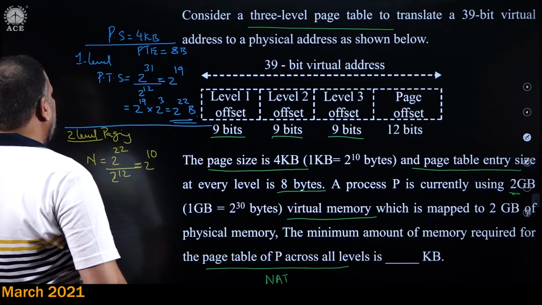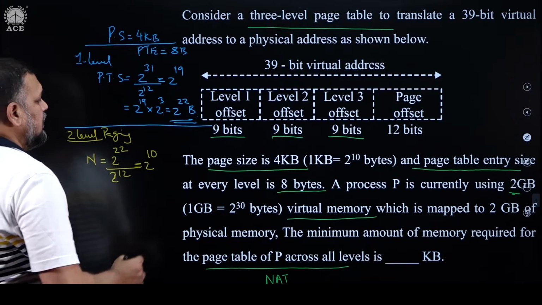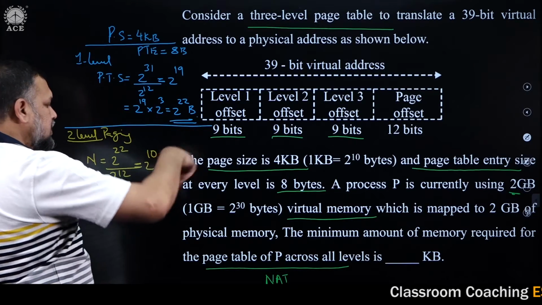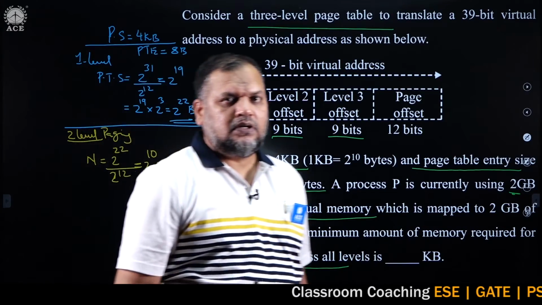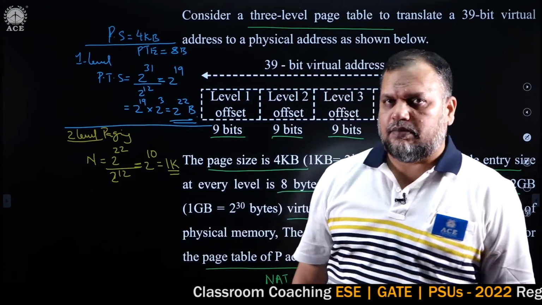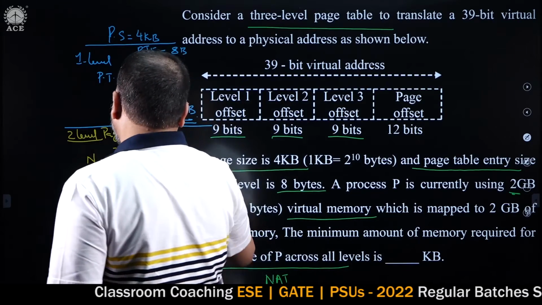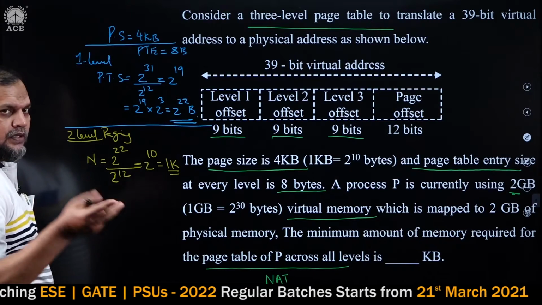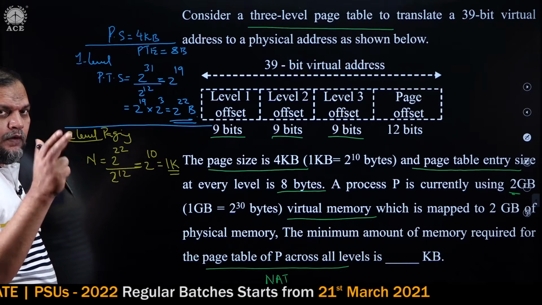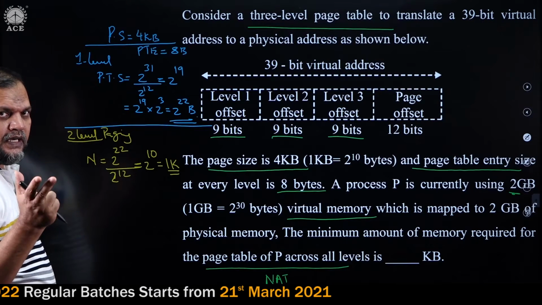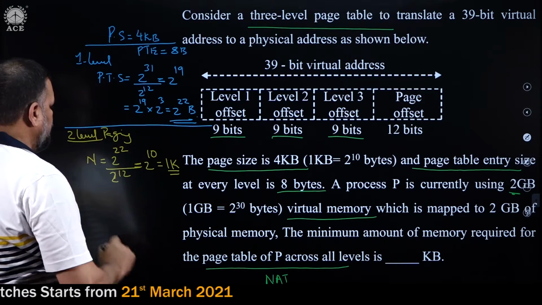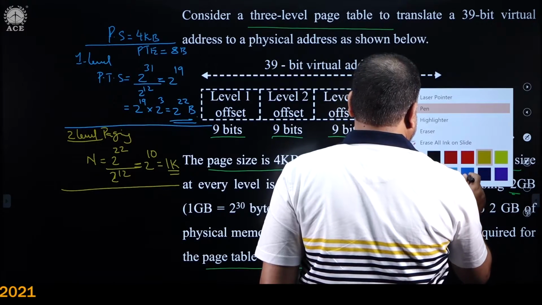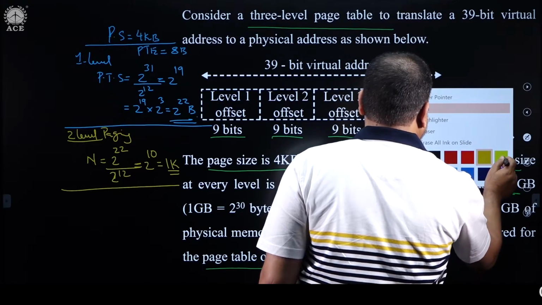So, that means when I go for 2 level paging, the number of inner page tables that I get is 1K. All these 1K pages of the page table, called inner page tables, must be present in memory. Each is of size 4 KB, because every page is 4 KB: 2 power 9 into 2 power 3, 8 bytes being the page table entry. So, 1K pages for 2 level paging. Now, when I go for 3 level paging, what happens? Let us see.